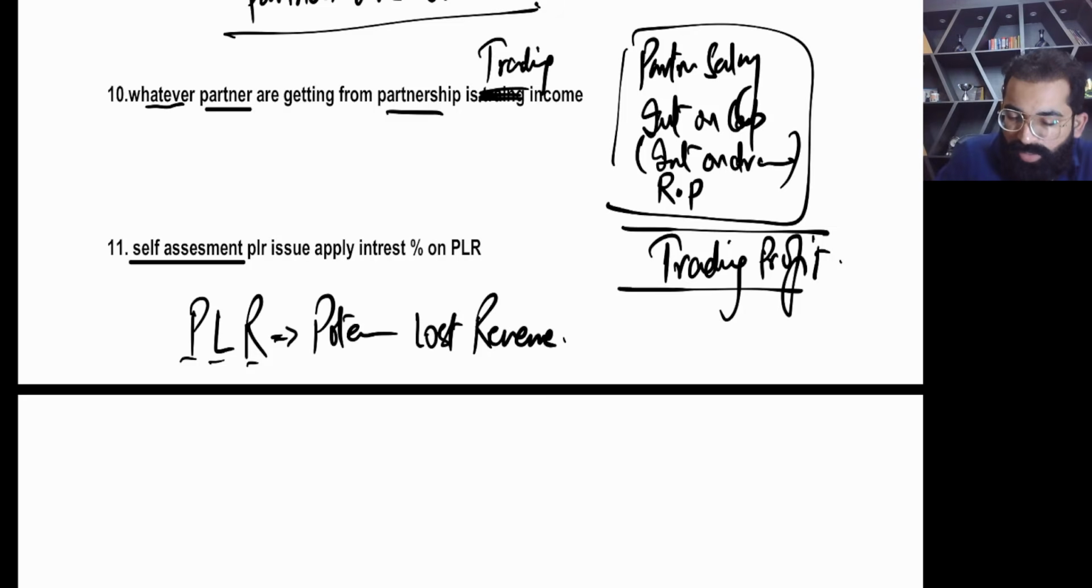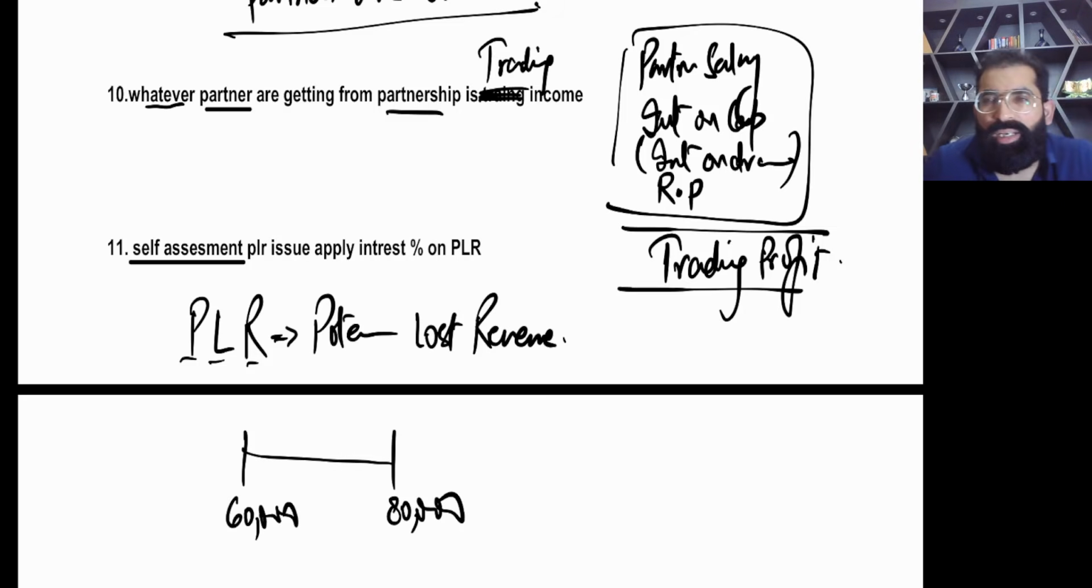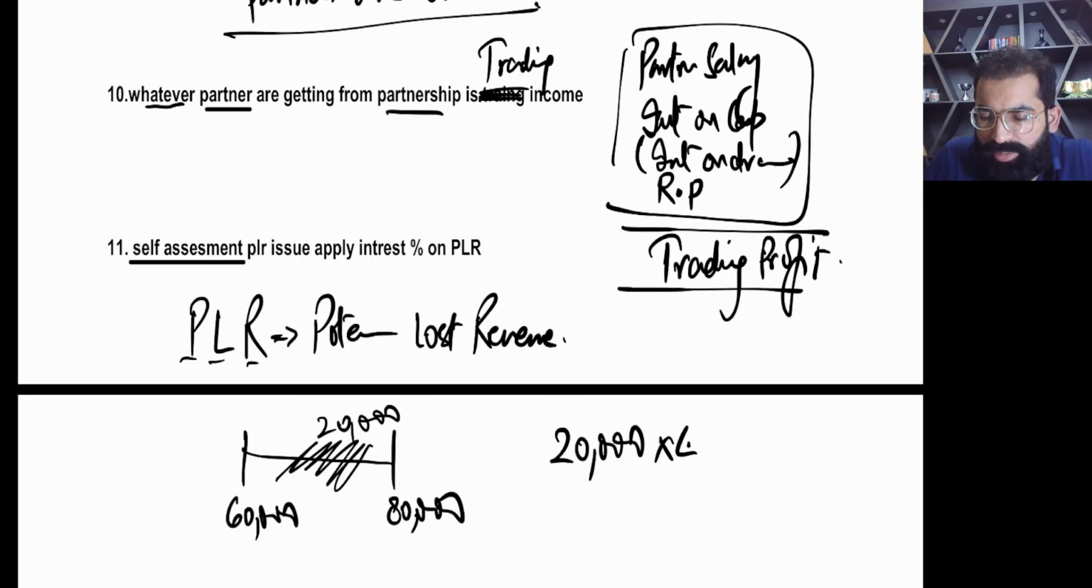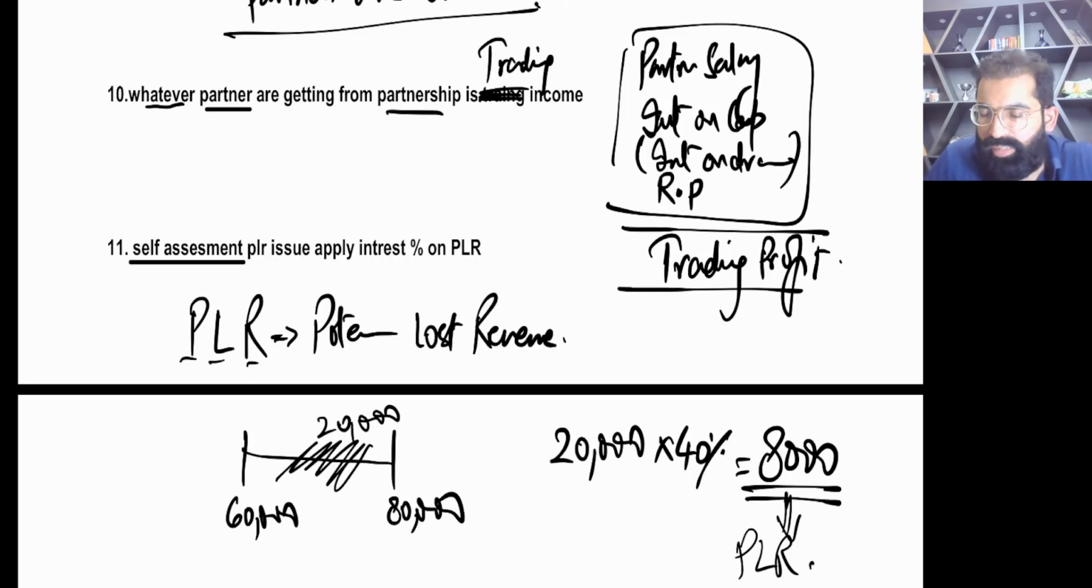Now take the example. For example, my real income was 80,000, but I disclosed only 60,000 to government. That means I hid 20,000 from government. Now this 20,000 is not PLR. When somebody hides 20,000 from government, let us say the tax rate is 40%. So how much tax has he stolen? This is 8,000. Yes, this is PLR.